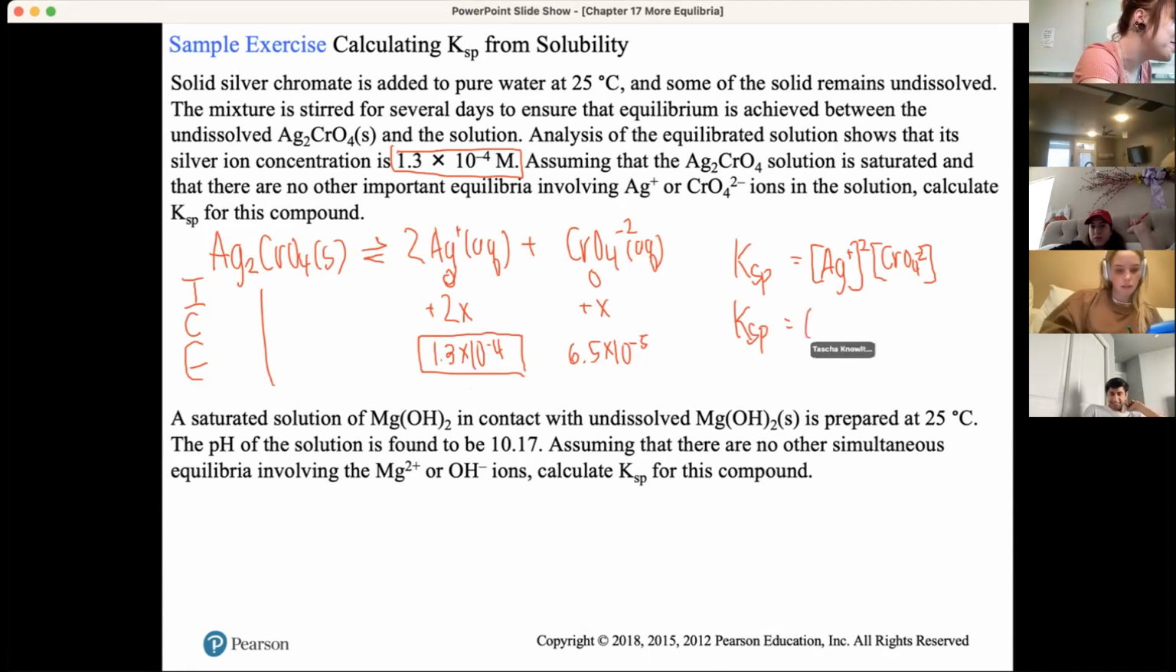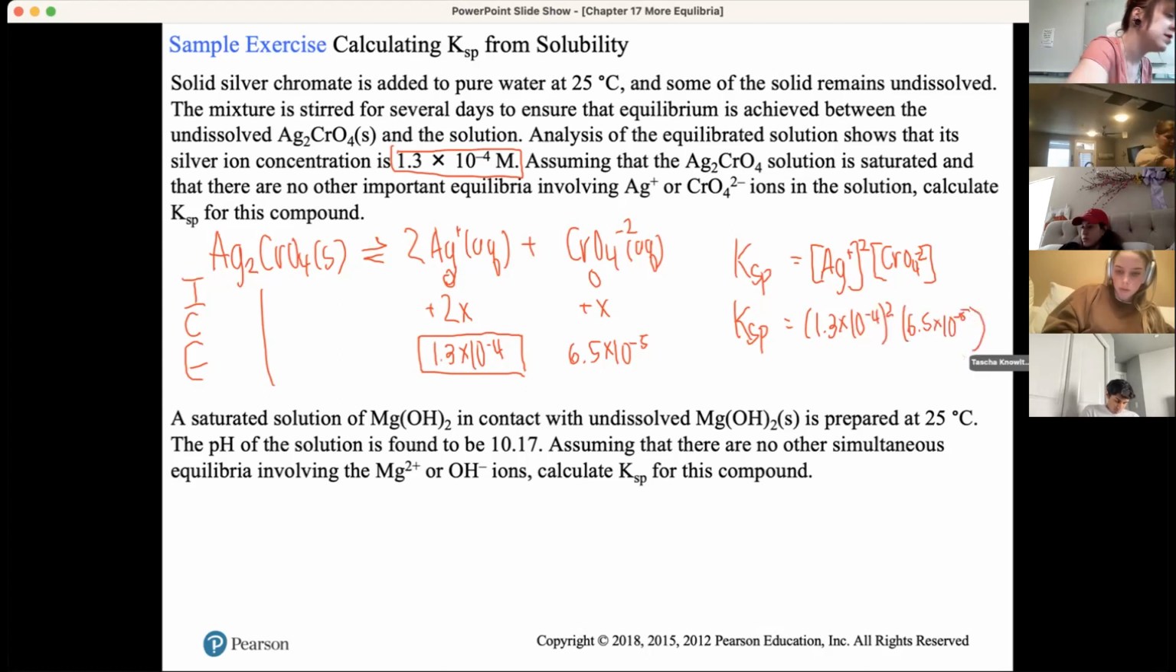Okay, so now we're going to plug it in. We'll do silver's amount squared times chromate's amount, and I'm doing it with you. 1.3 times 10 to the negative 4, squared, times 6.5 times 10 to the negative 5.